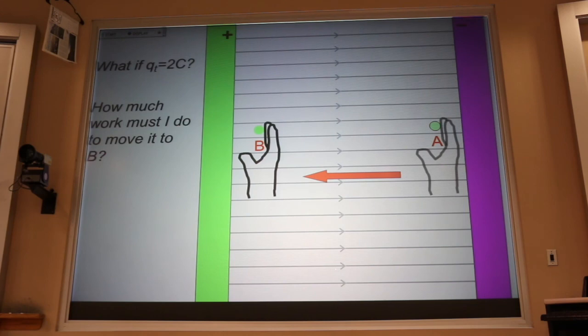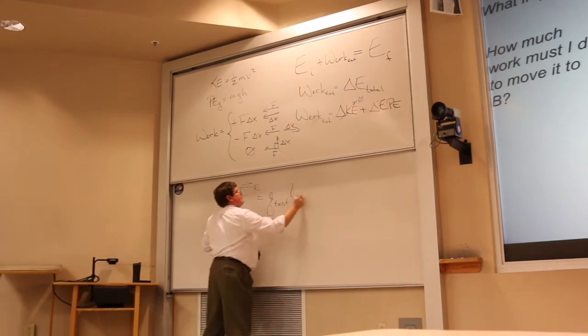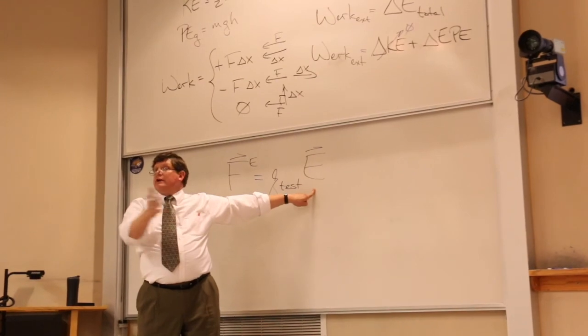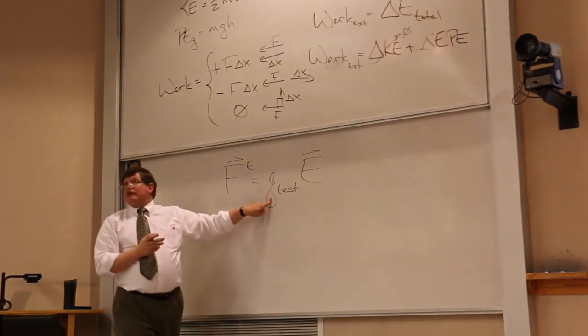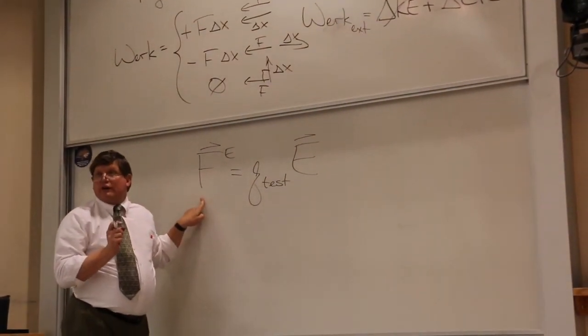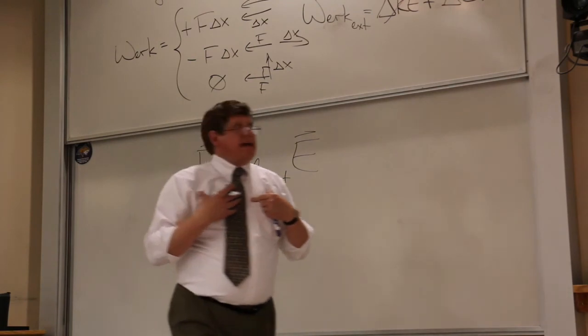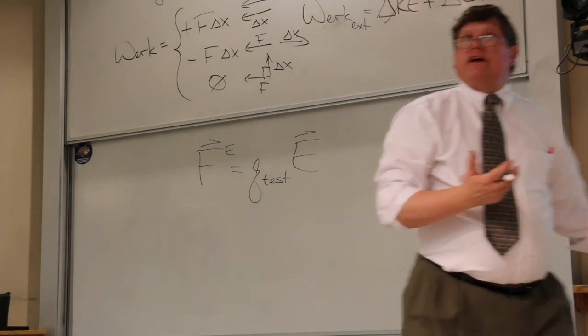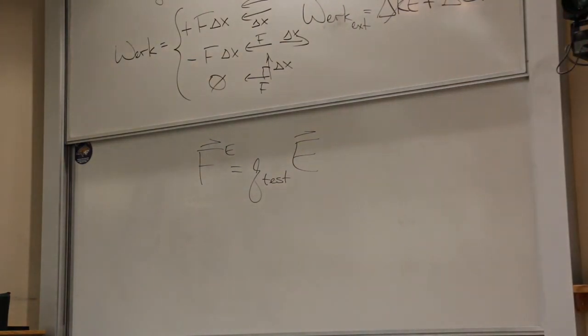Well, if I look at my definition of electric field, the electric field between the plates doesn't depend on what I'm bringing from A to B. If I double the charge that I'm bringing from A to B, I'm going to double the electric force. Well, that's the force that I'm fighting to bring it across at constant velocity. So if I'm fighting a force that's twice as big, I have to push twice as hard. That means I have to do twice as much work, or 200 joules.